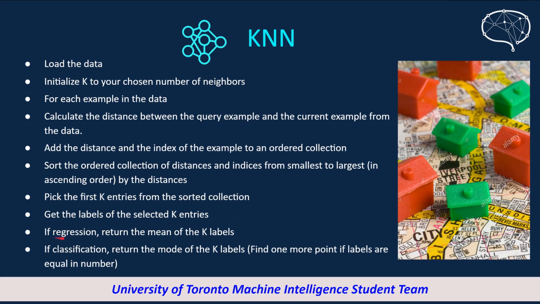And finally, in this problem we are dealing with house price, which is a continuous numeric value, so we will do regression by returning the mean of the 3 labels. So we're calculating the average price of these 3 houses, and let that be our house's price.